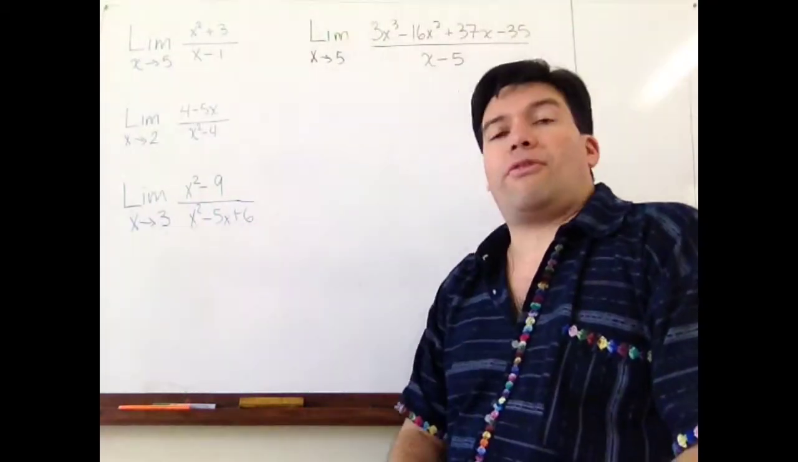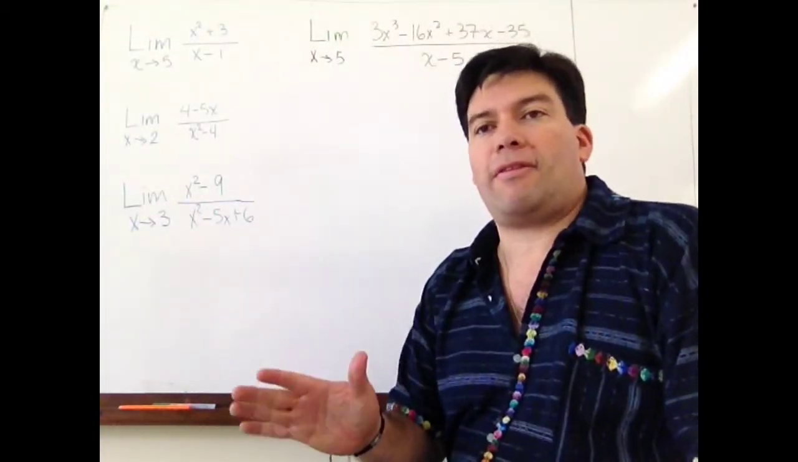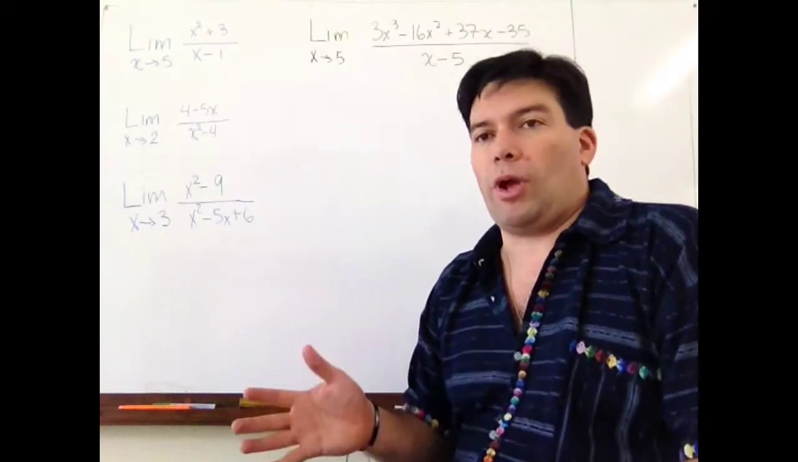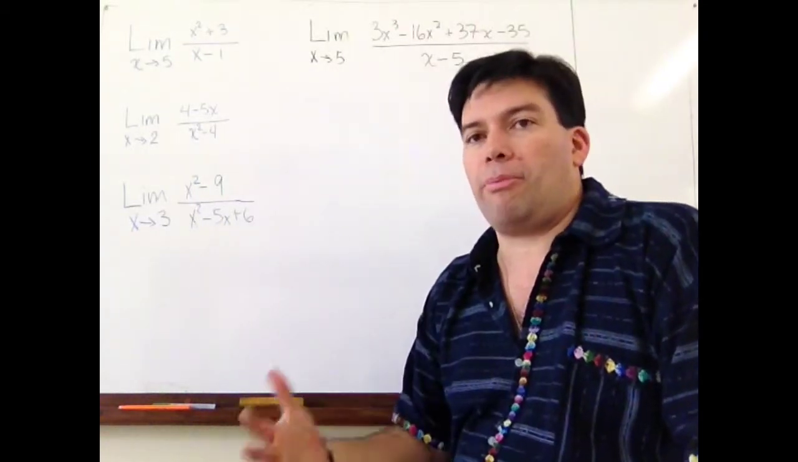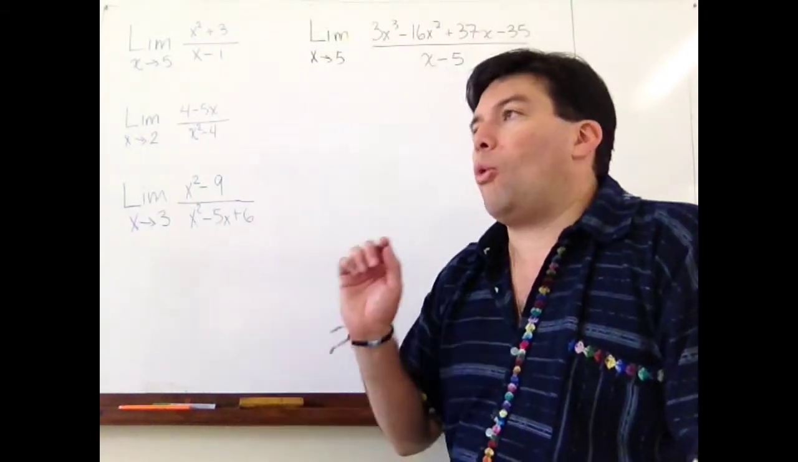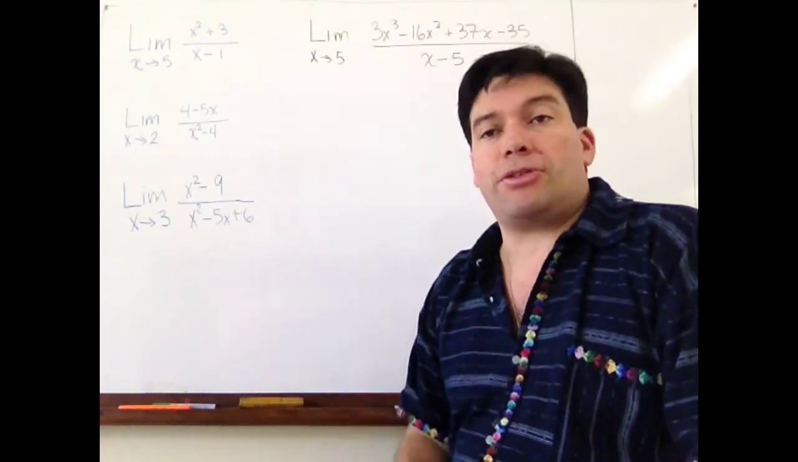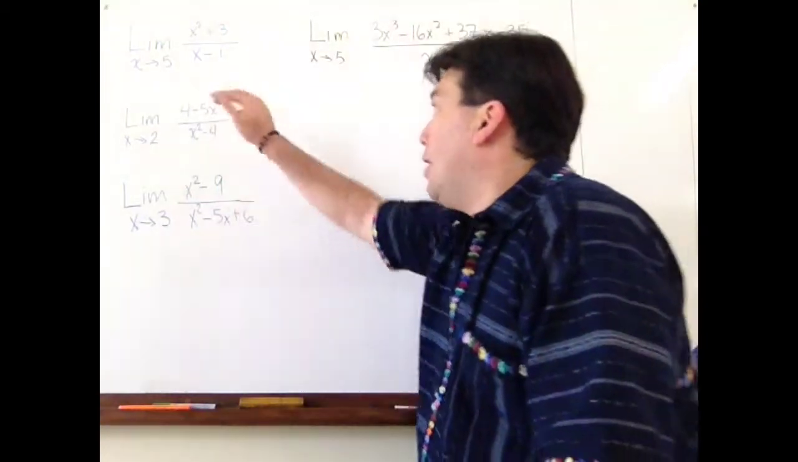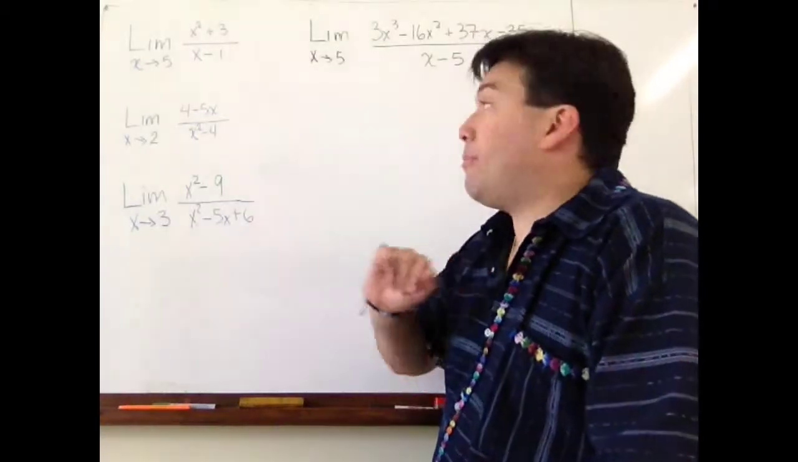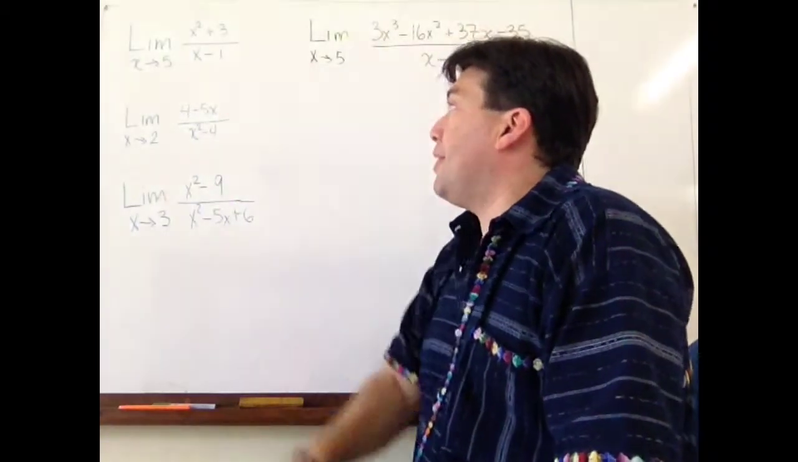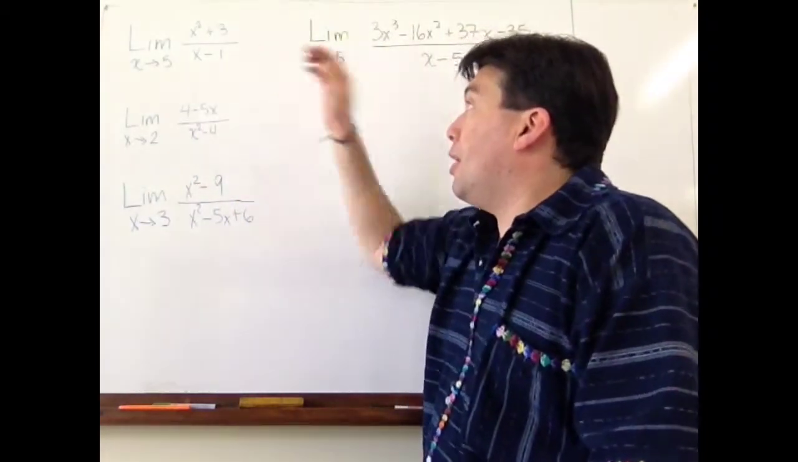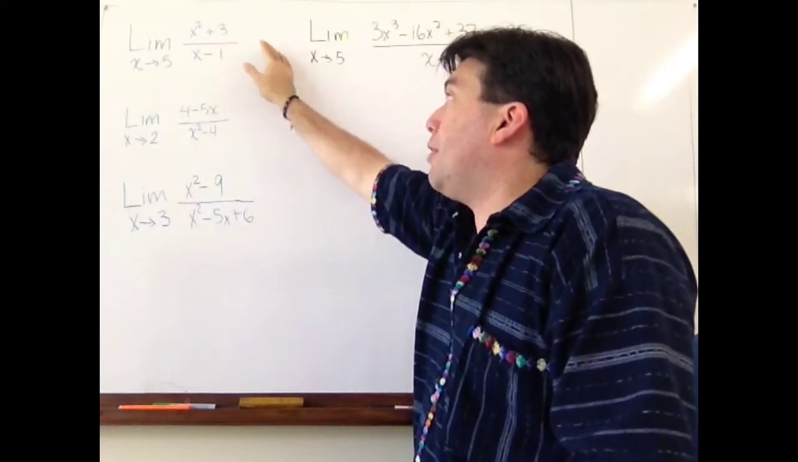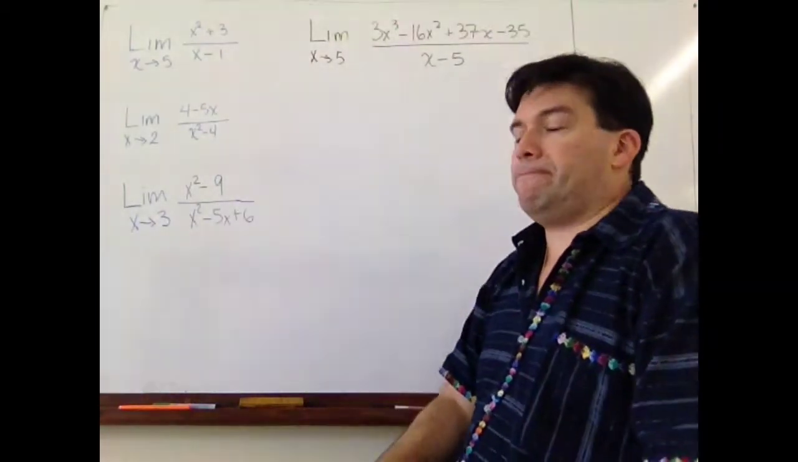Okay, so I'm going to show you how to take limits the easy, practical way, algebraically, of a rational expression or rational function. I'm going to do it with examples. First, we have the limit as x approaches 5 of x squared plus 3 over x minus 1.